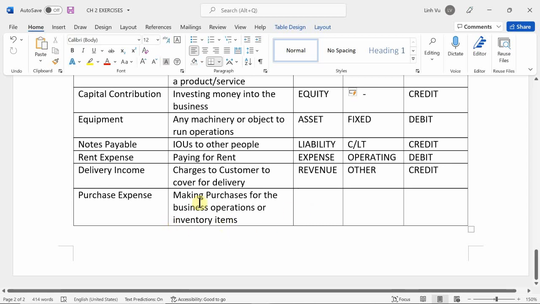That's exactly what it is. I'm making a purchase for the business. For owner's equity, that's for the value of the company. Expense.